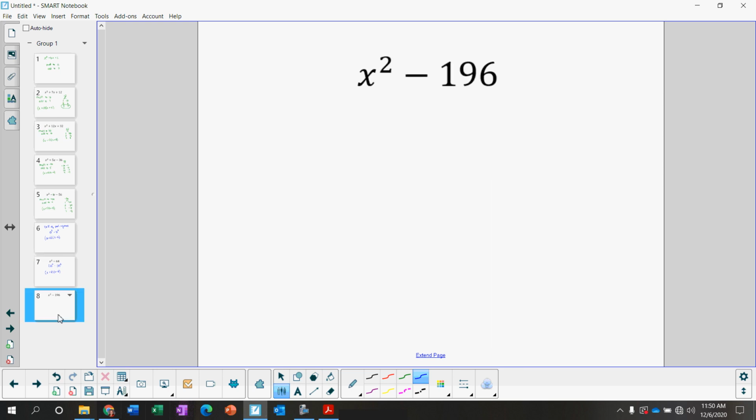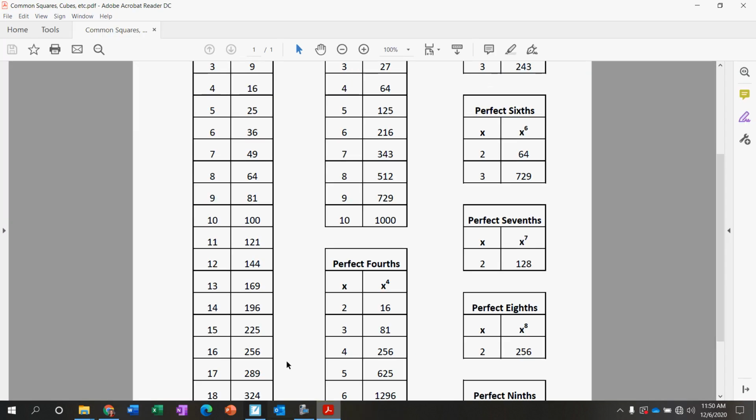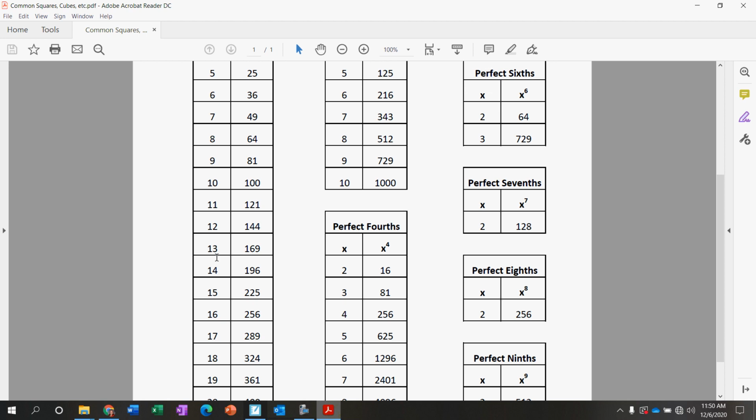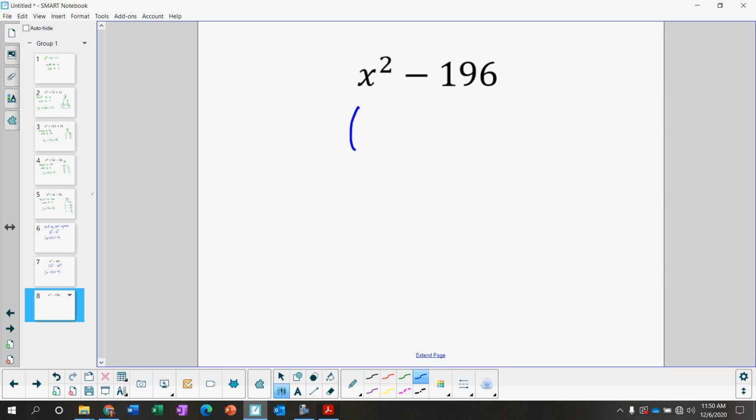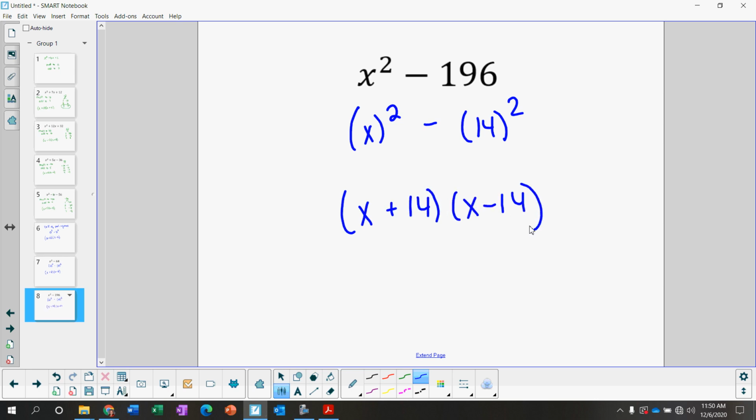All right, for this one, 196, if I went to my list, 196 is right here. So the square root of 196 is 14. So that means this is x squared and 14 squared. So that's x plus 14, x minus 14. And that is the refresher on factoring.